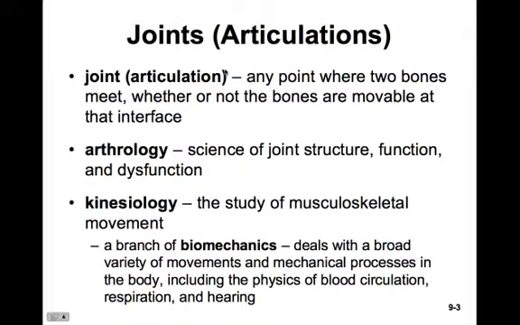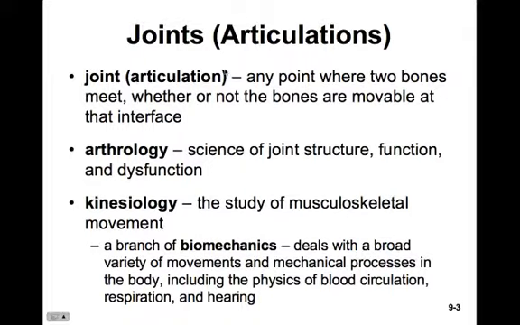So, joints are articulations. It's any 2 points where bones meet, whether or not the bones are movable at that interface. For example, the sutures in the skull are joints, but they don't move. The study of joint structure and function, as well as its dysfunction, is called arthrology. And the study of musculoskeletal movement is kinesiology, which is a branch of biomechanics.